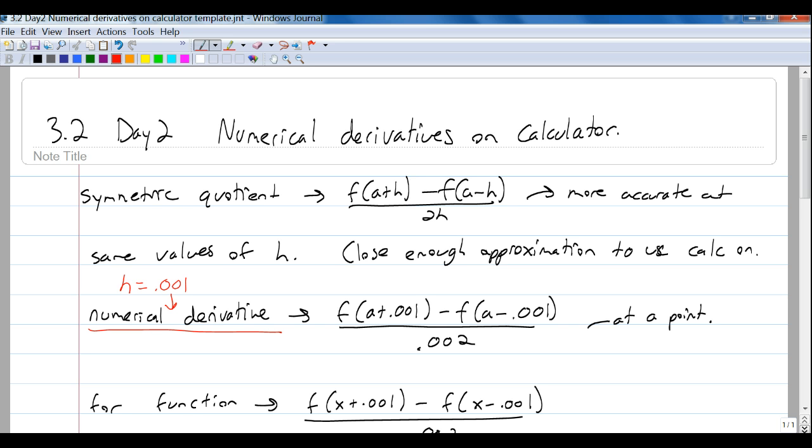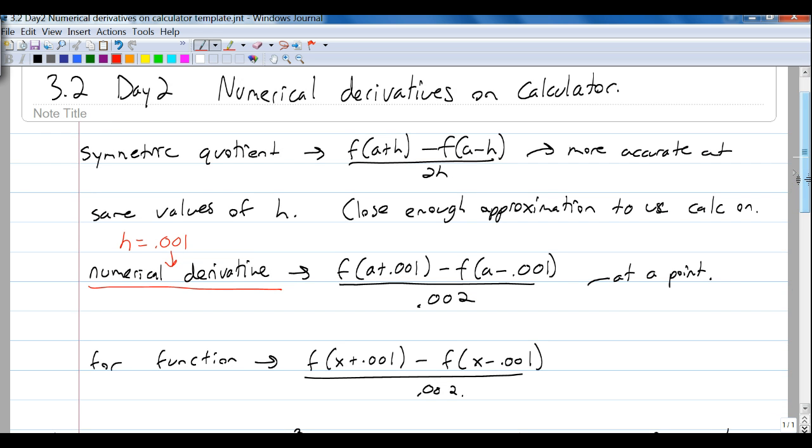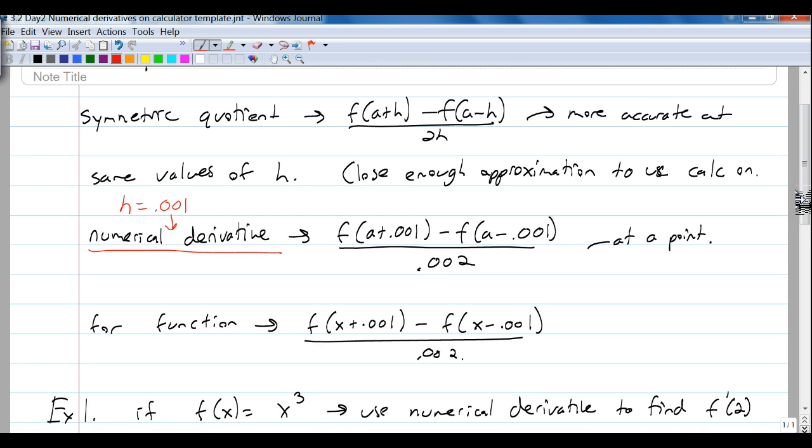They do something called a numerical derivative, and basically what the calculator uses is a symmetric quotient, which means they're taking a point from the left and right of the point you want to take a derivative at, and then subtracting the difference over 2h, because that's how far apart they are. It's going to be plus h minus a negative h. This is more accurate at the same values of h, and it's close enough to use on the calculator. The calculator uses an h of 0.001, which is called a numerical derivative.